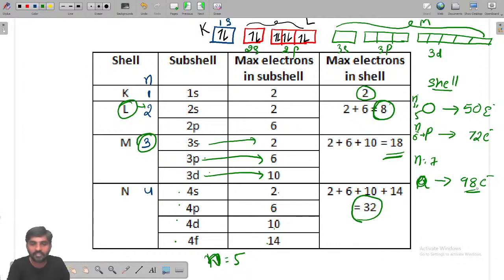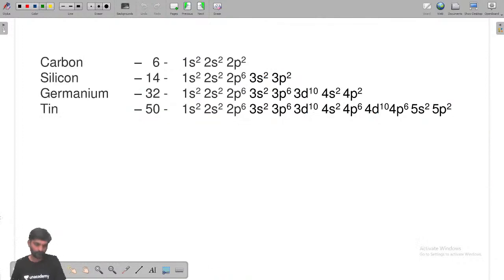Now we will see some important configurations here. Why are we choosing only these 4? Because we need these 4. These are called fourth group elements. We will let you know why they are called fourth group elements.